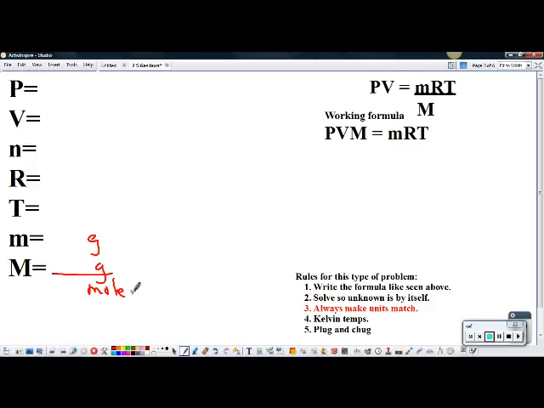The little m is the grams, and the big M is the GMM. This is the GMM. Add stuff up. So we need to determine the number of moles of CO2. I might need to know that. It might help me.